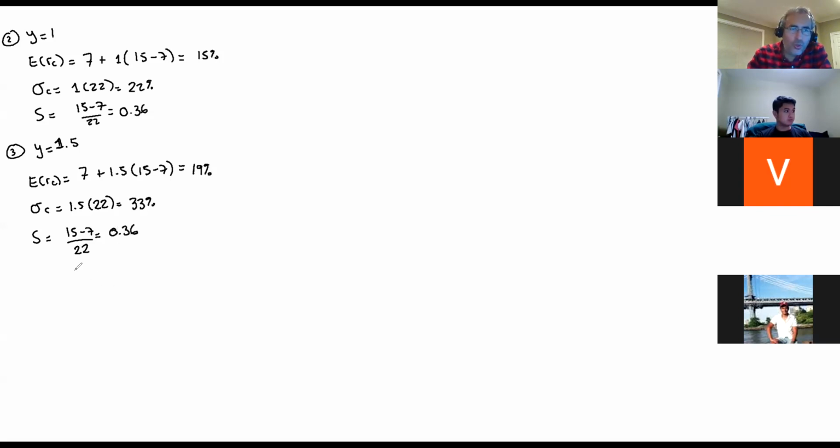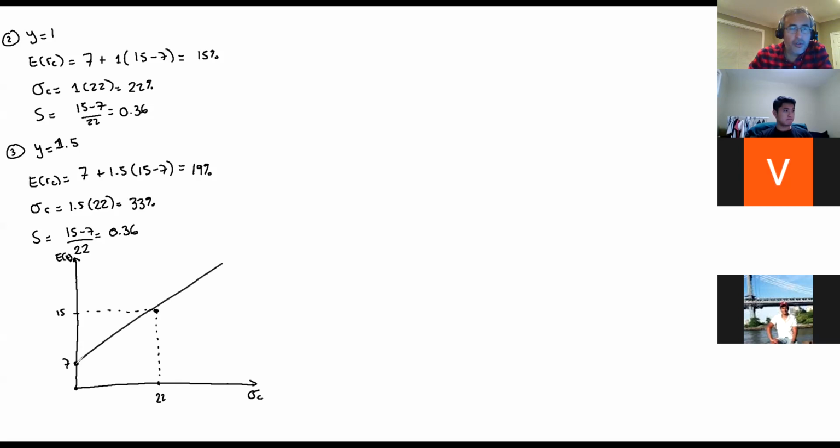Okay, so now let's do all the points in this graph here. And we're going to be using this graph all the time, guys. So this is my sigma complete. This is my expected return complete. Then I have here, this is 7. This is 15, correct? So for 7 corresponds 0% risk. For 15, it is 22. So let me draw this. And then if I join these two lines, I obtain my capital allocation line. Okay, so this is my capital allocation line.